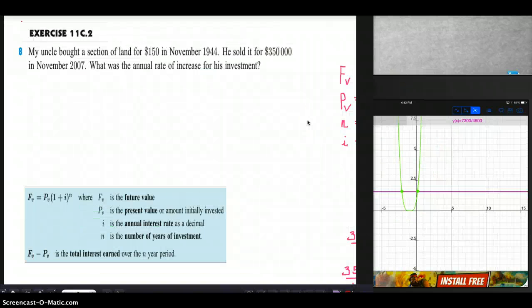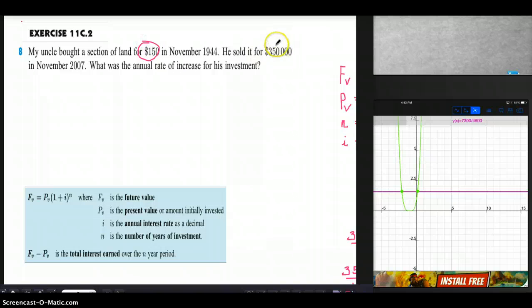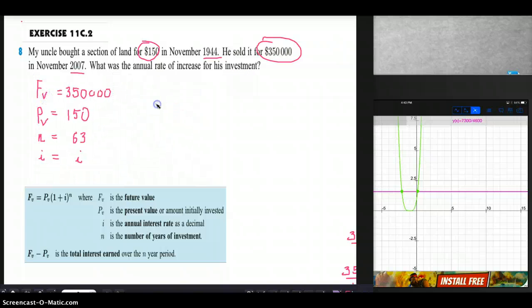So we're back to my uncle, your uncle, and his land. So what we need to do is identify what these different values are, right? And we need to be able to say, hey, which one's the present, which is the future, etc. So I've got present initial value, future value, and to calculate the number of years, obviously I need to do some math with that a little bit, right? And I'm going to come up with this. Does that make sense? Take a look and be sure.